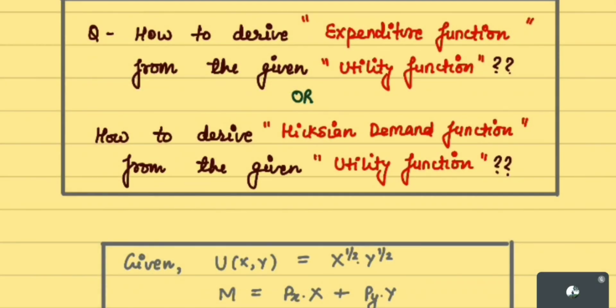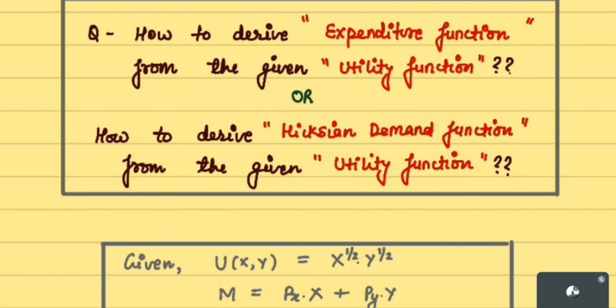In this video, we are going to derive the expenditure function from the given utility function. Or you have been asked a question like this: you have to derive the Hicksian demand function from the given utility function. So, what is a utility function? A utility function represents the functional relationship between the quantities of goods and services consumed and the utility or the satisfaction that the consumer will get from that consumption.